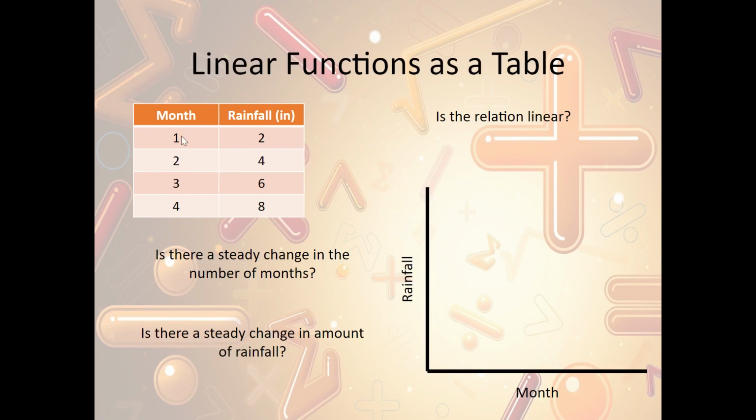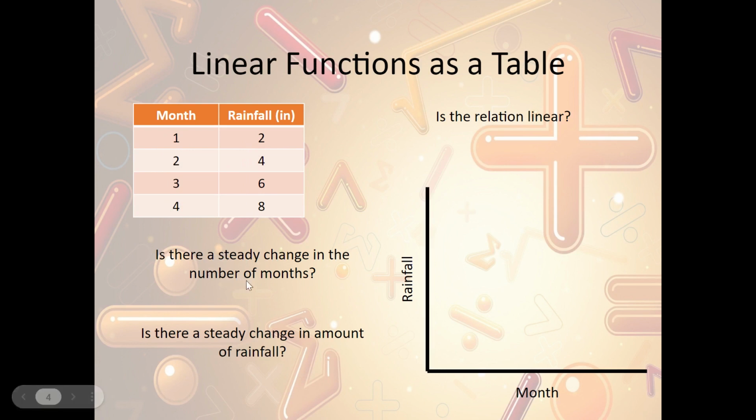So for instance, we have 1, 2, 3, 4. So we can see that there is a consistent pattern, and the pattern is that we're adding by 1. So that's addition. So now if we look at this side, we have 2, 4, 6, 8. Again, consistent pattern, addition by 2.